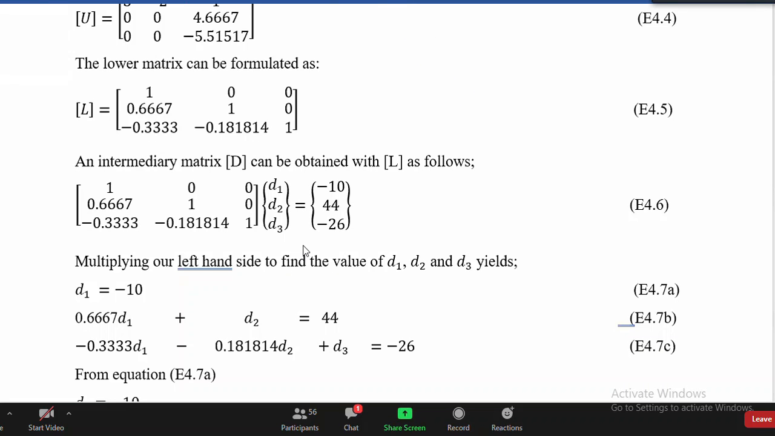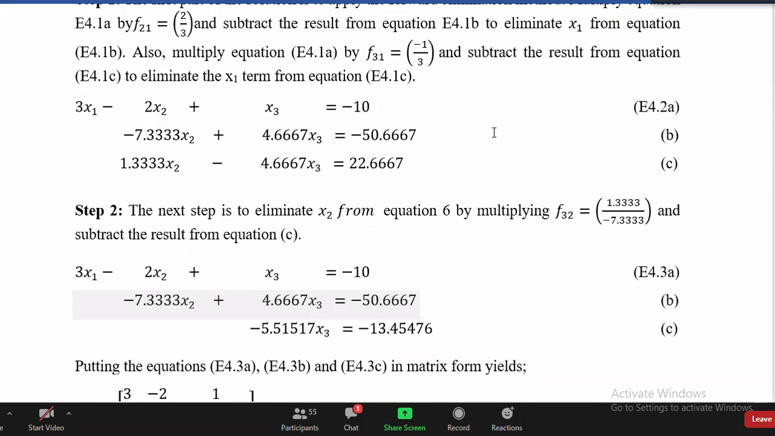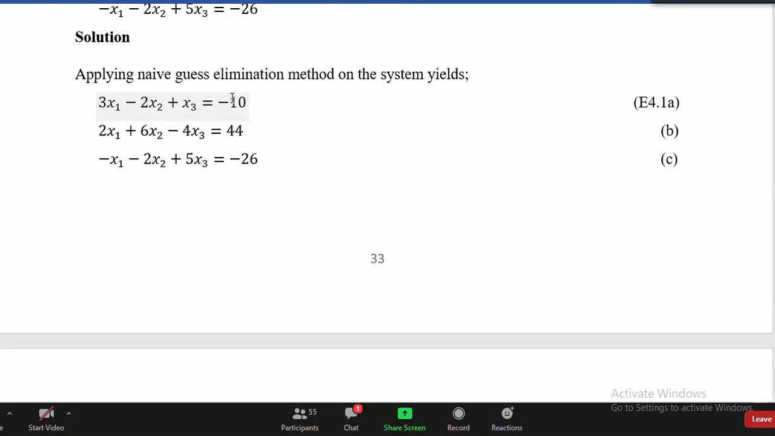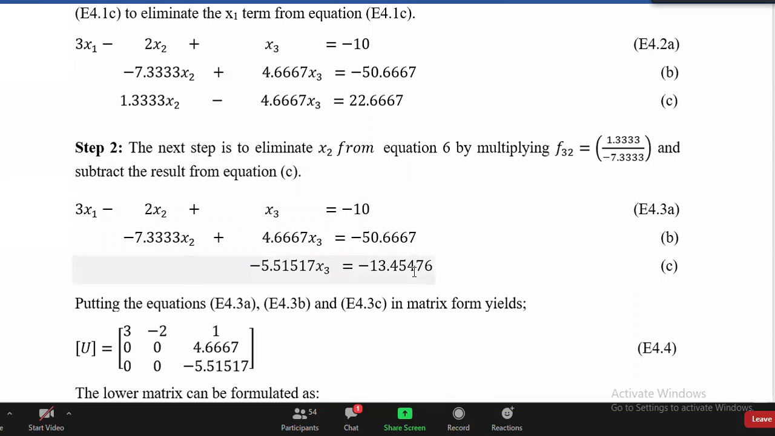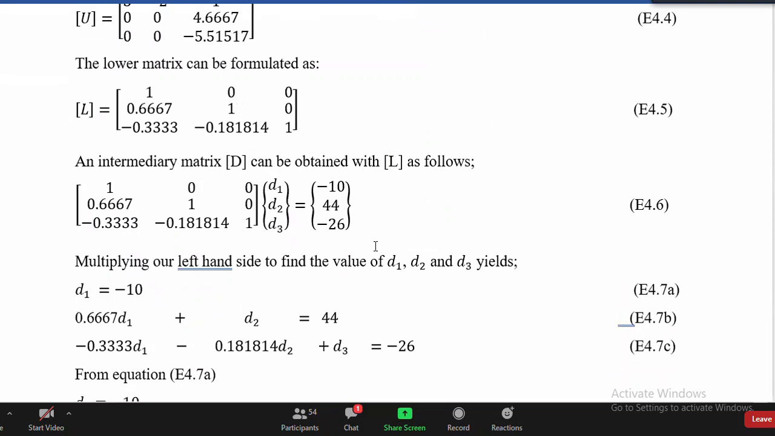Now we use the original B given. See the original B given, that is this equation here. We use this original B given, minus 1044 minus 26, with the lower triangular matrix to generate the intermediate column vector D, which will be equal to this modified B here. That is the essence. All right.